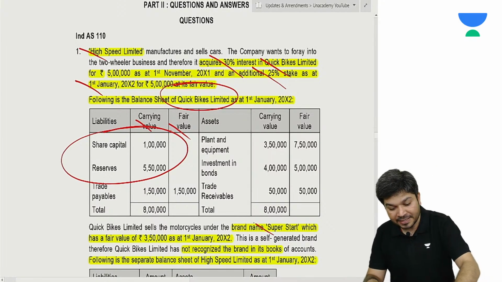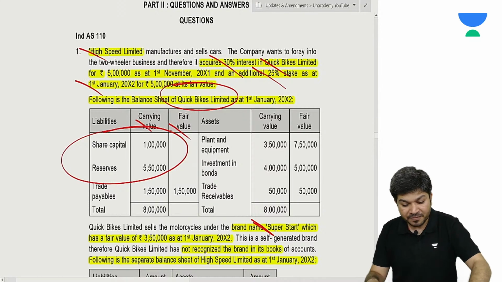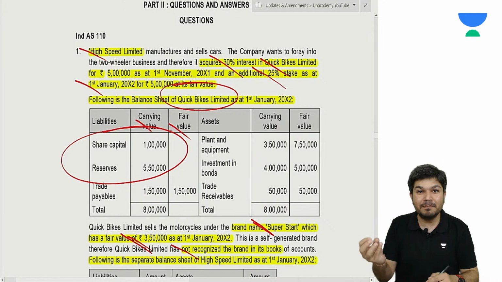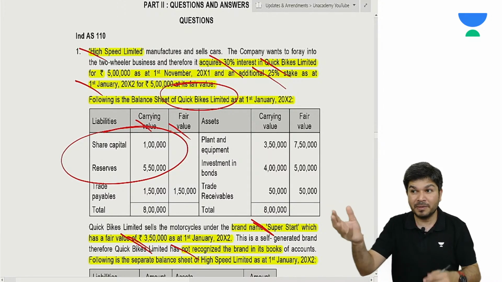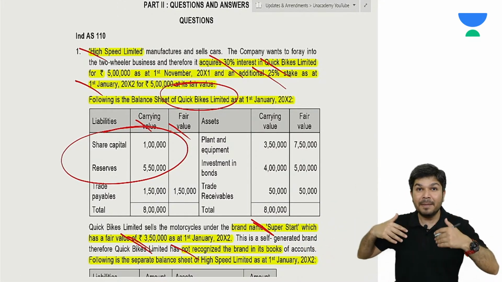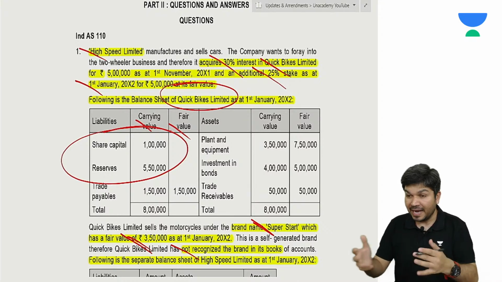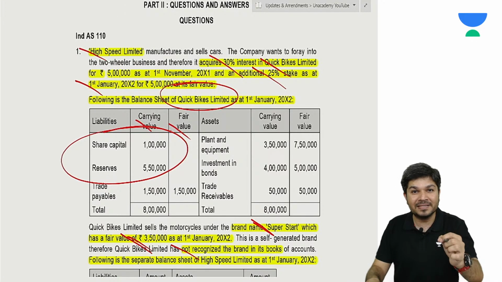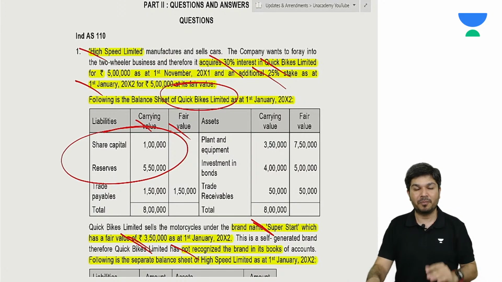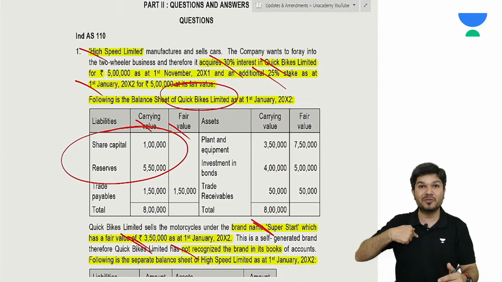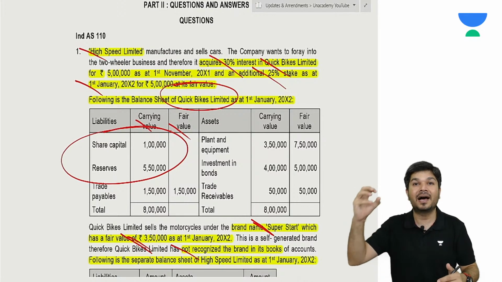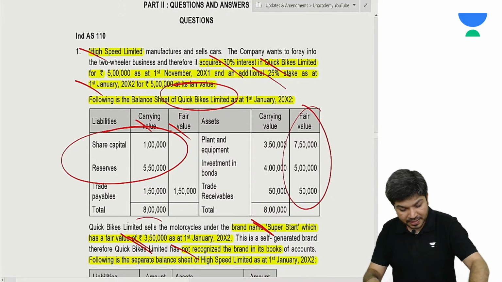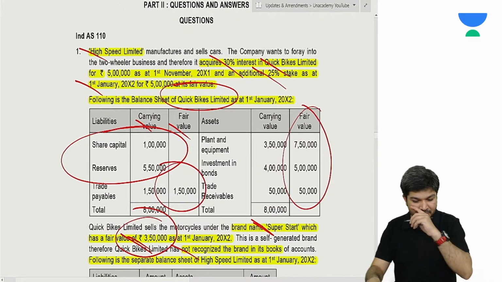Now they have a brand, Superstart. Uska fair value 350, the brand was not there in the books. For Quick Bite, the brand was internally generated. But when I take over Quick Bite, I am paying for the brand. So can I record the brand as an asset in my books? Upon business combination, unka brand is coming to me. Can I record that brand? Answer is yes. So you can record all these assets plus the brand and these liabilities in your books.